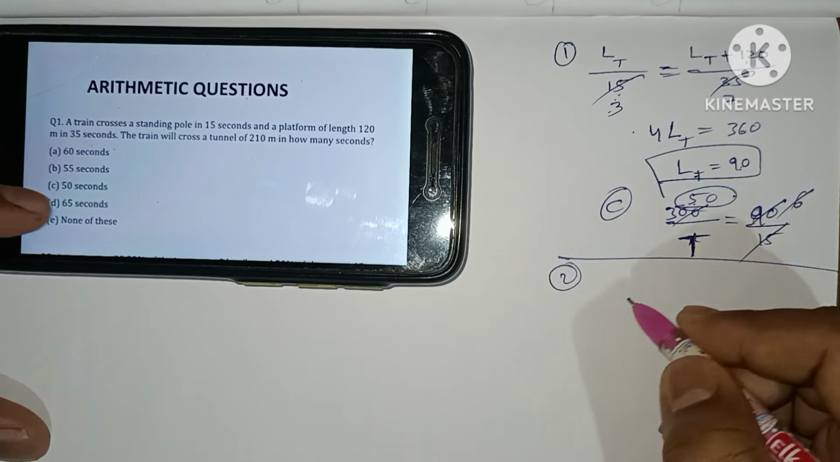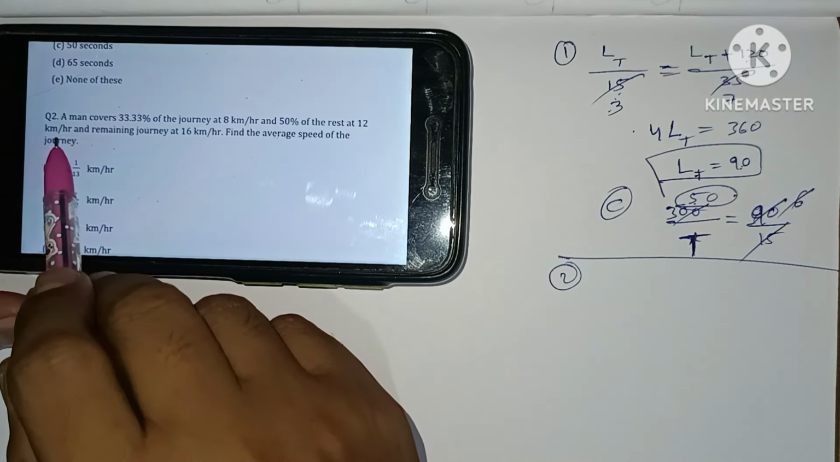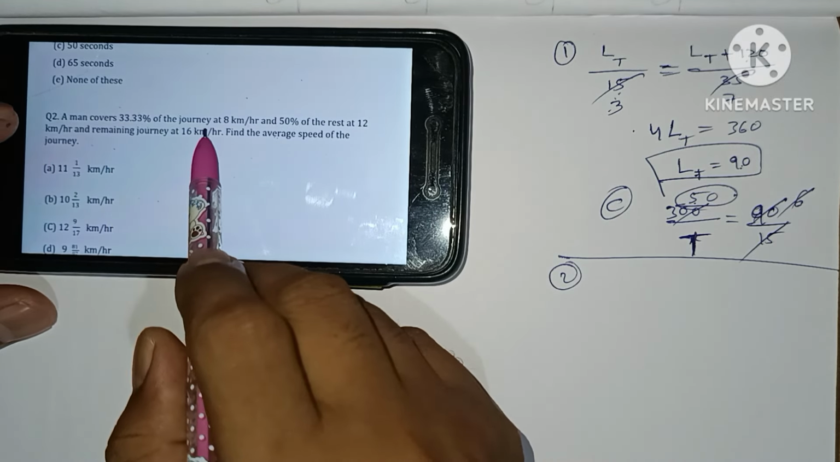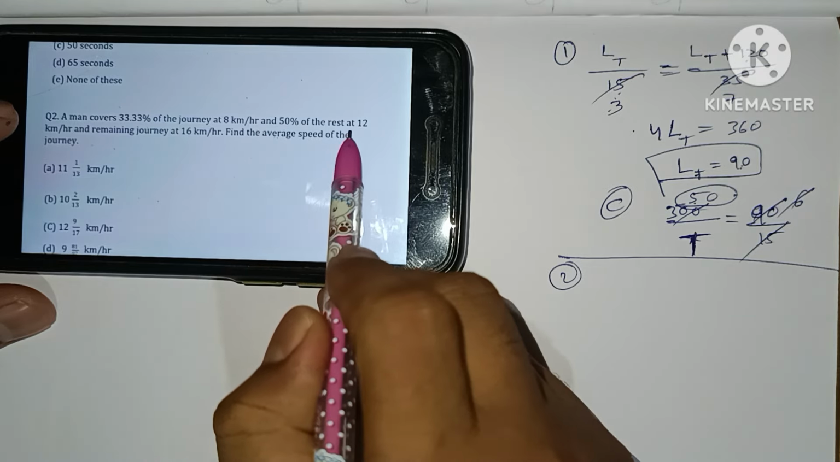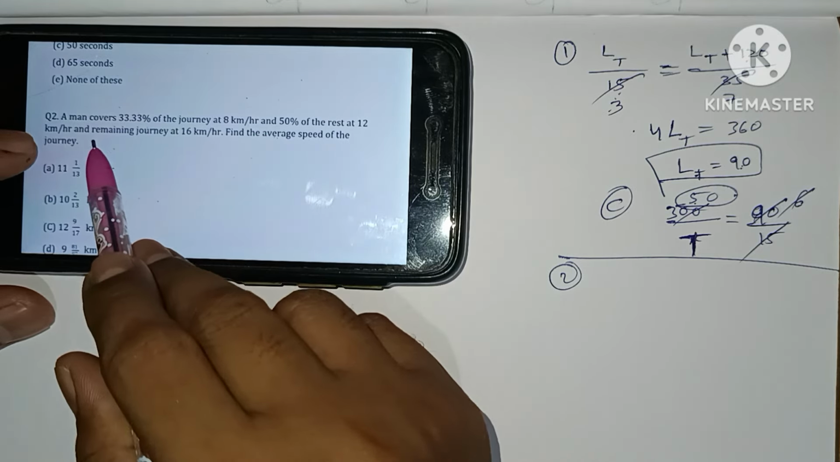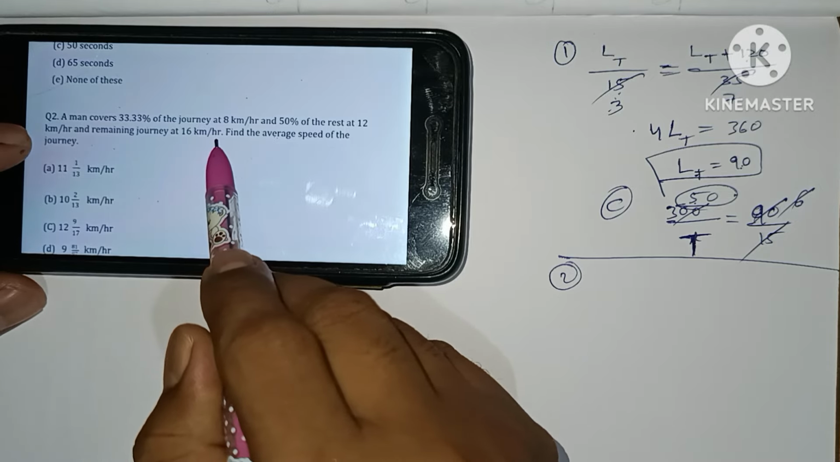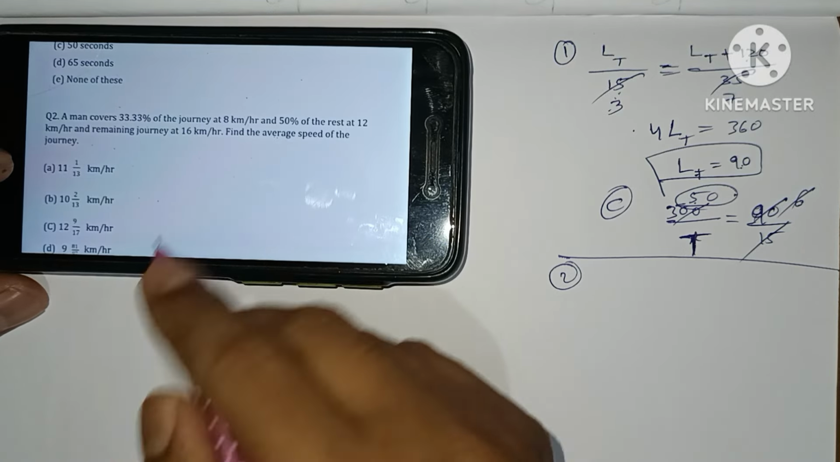Next, second question. A man covering 33.33% of journey at 8 kilometers per hour and 50% of the rest at 12 kilometers per hour and the remaining journey at 16 kilometers per hour. Find the average speed of the journey.